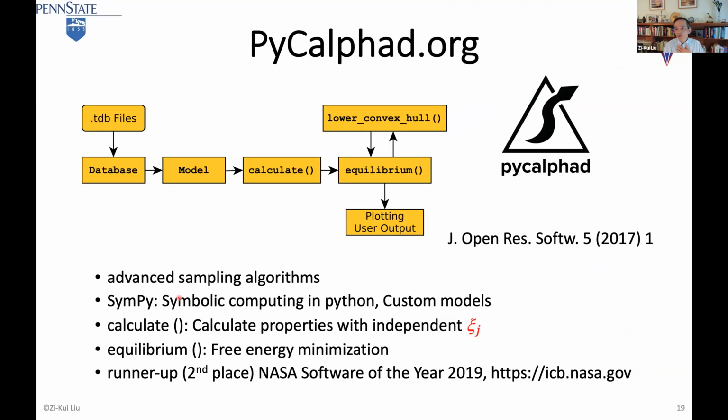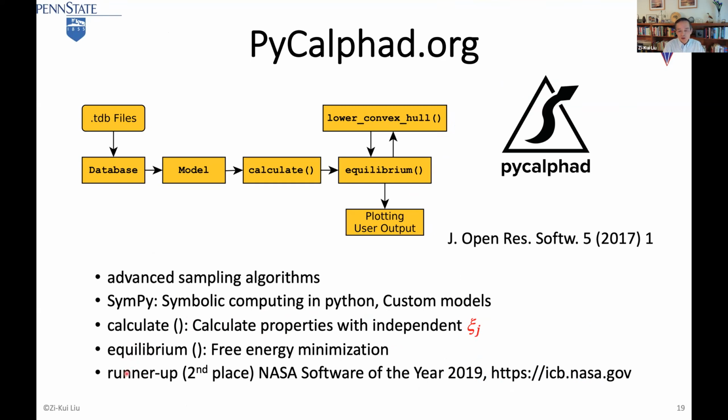To do that, we had to build our own minimizer. PyCap is our own minimizer. The very important thing is that you can take your own model, so you can customize models. You can calculate non-equilibrium states; you can specify your state and do the calculation. Of course, it also does the equilibrium calculation, that's minimization.